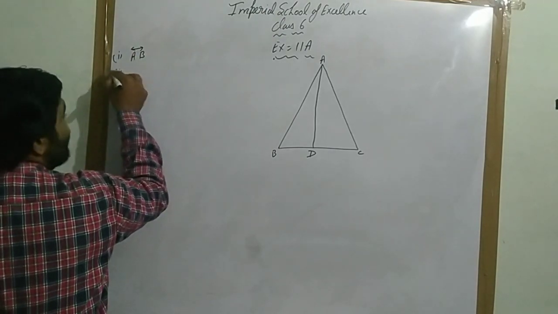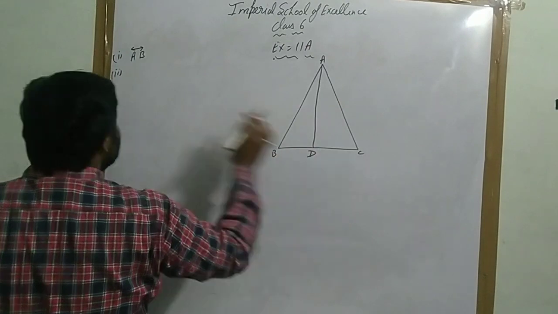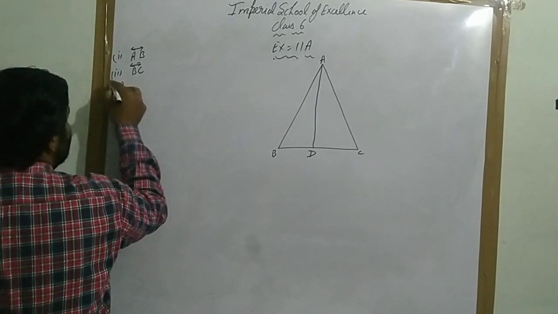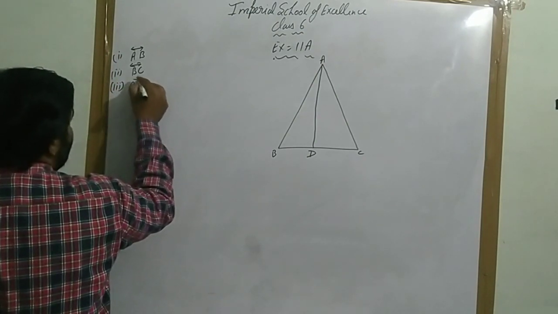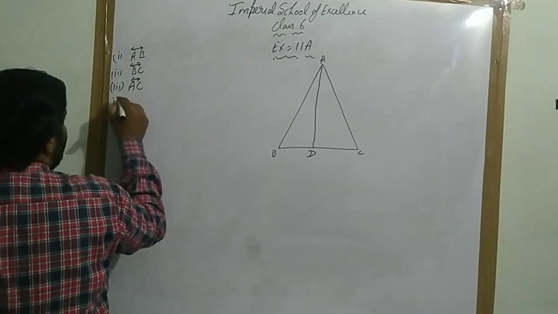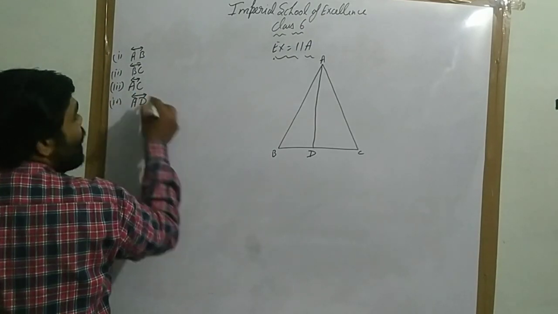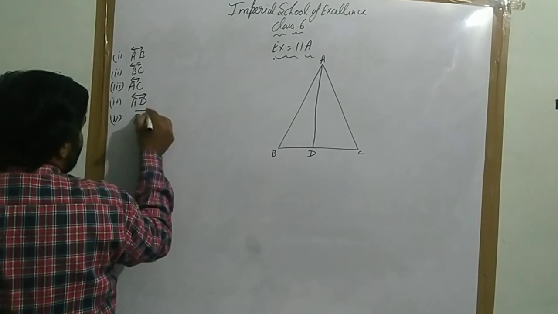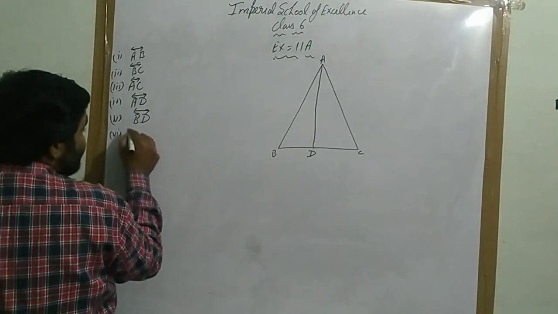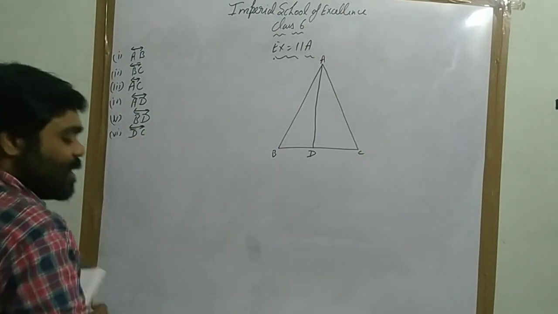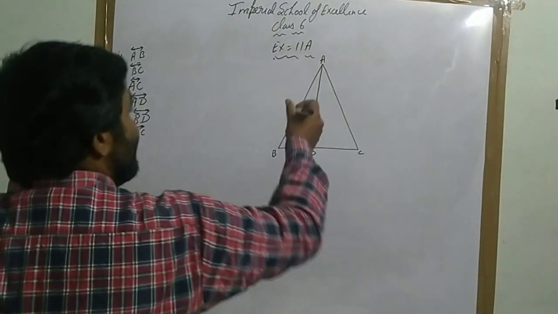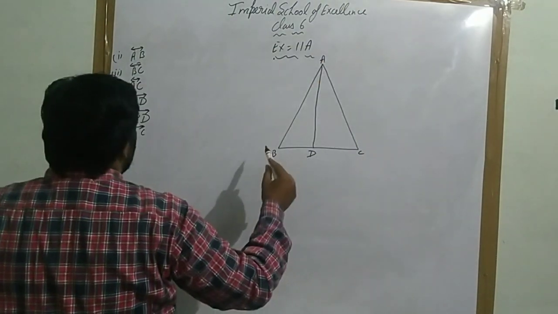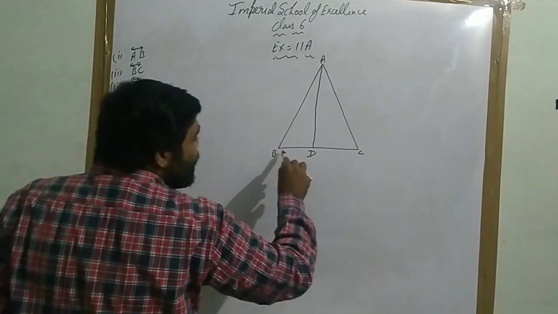After that, second AB, then your BC, AB, BC and AC. After that AD, after that BD, after that DC. Okay, these are all the line segments, there are 6 line segments. You can see AB, BC, sorry, AC, after that AD, BD, DC.